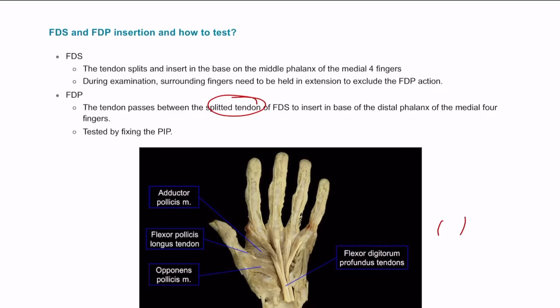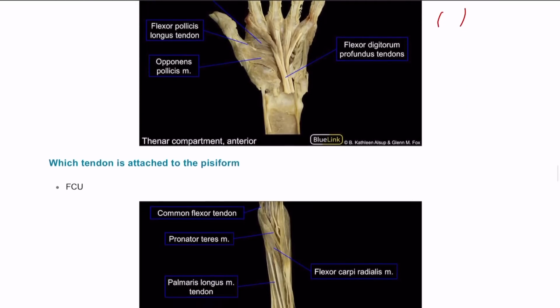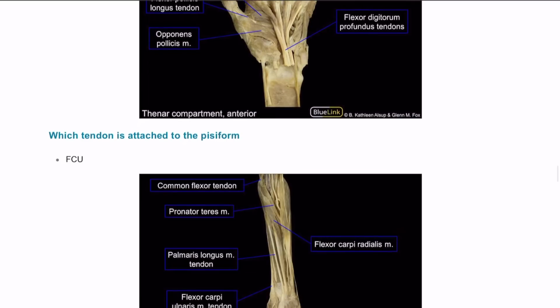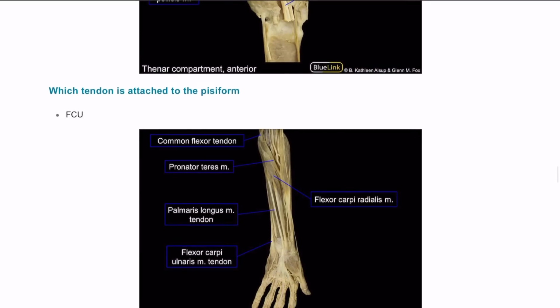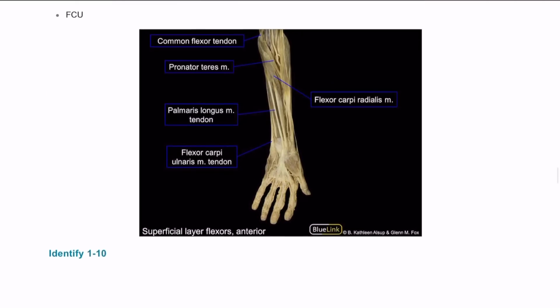You can also fix the proximal interphalangeal joint and ask the patient to flex. So for flexor digitorum superficialis, just fix the surrounding fingers, and for digitorum profundus, just fix the proximal interphalangeal joint. So we mentioned this earlier as well: which tendon is attached to the pisiform? It will be the flexor carpi ulnaris, and we mentioned that earlier today as well.